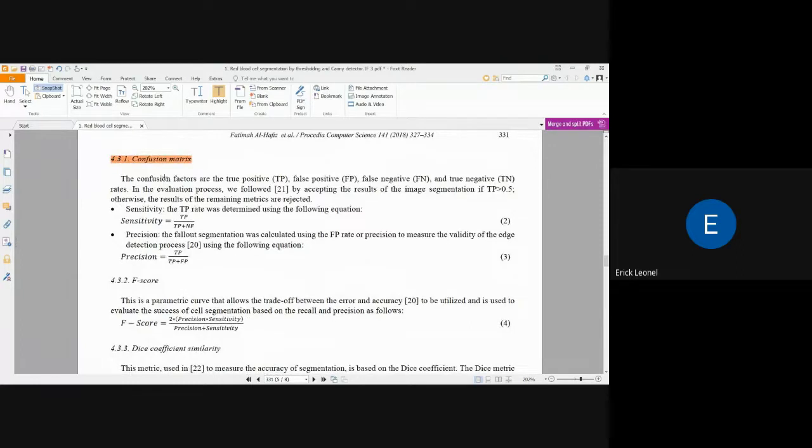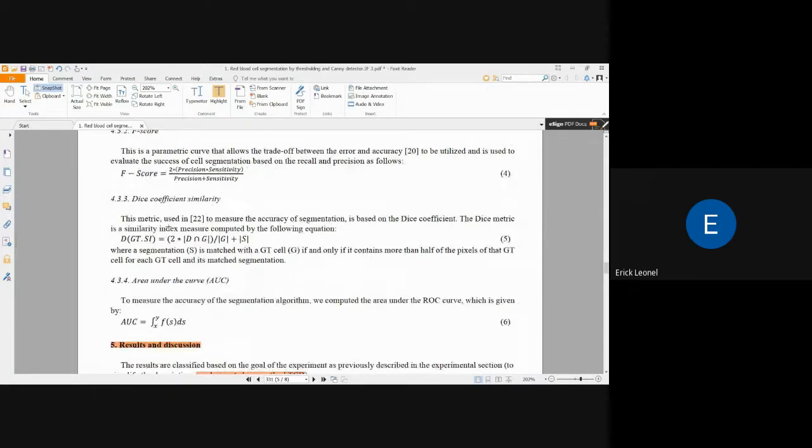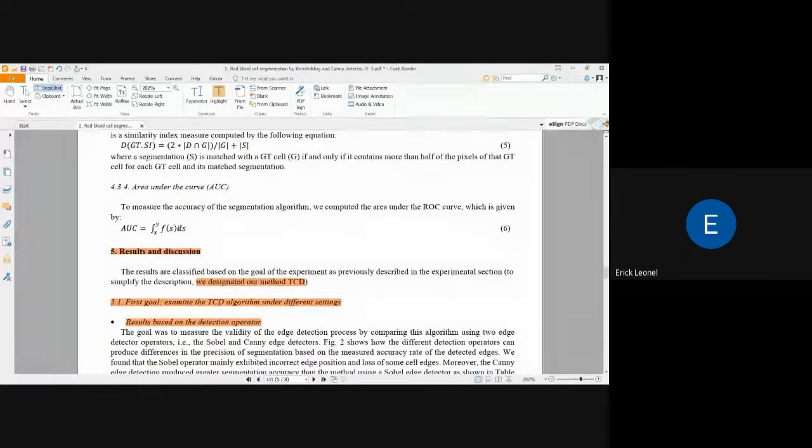A confusion matrix is a table that is used to describe the performance of a classification algorithm. The most frequently used performance metrics for classification are accuracy, precision, sensitivity, specificity, and F-score values, according to the following equations, as you see here. At the same time, the Dice similarity coefficient is used to measure the accuracy of segmentation. And finally, the area under the curve.